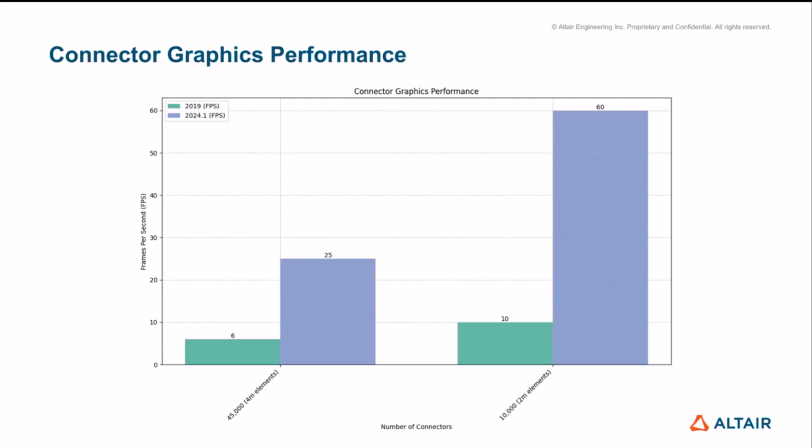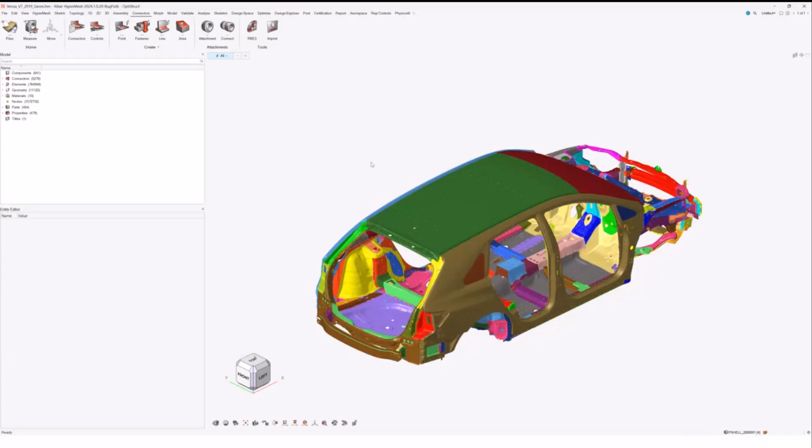For a 4 million element model with 45,000 connectors, the frame rate, with all the connectors turned on, used to be about 6. We are now at 25 frames per second. And on a 2 million element model with 10,000 connectors, we're seeing 60 frames per second, which is pretty good with large numbers of connectors. I know this is something that we've got large feedback on constantly. This was finally one of the last big pieces that we were addressing.